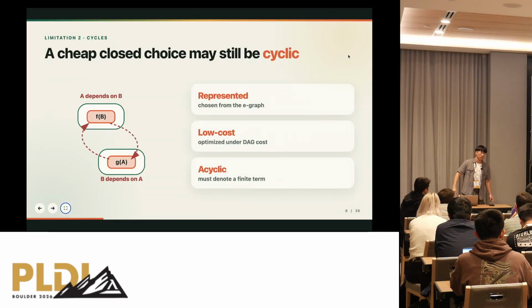All right, that's the problem of sharing, and another problem is cycles, because if the node you are selecting has some cyclic dependency, you cannot do this because there's no way to extract the final term.